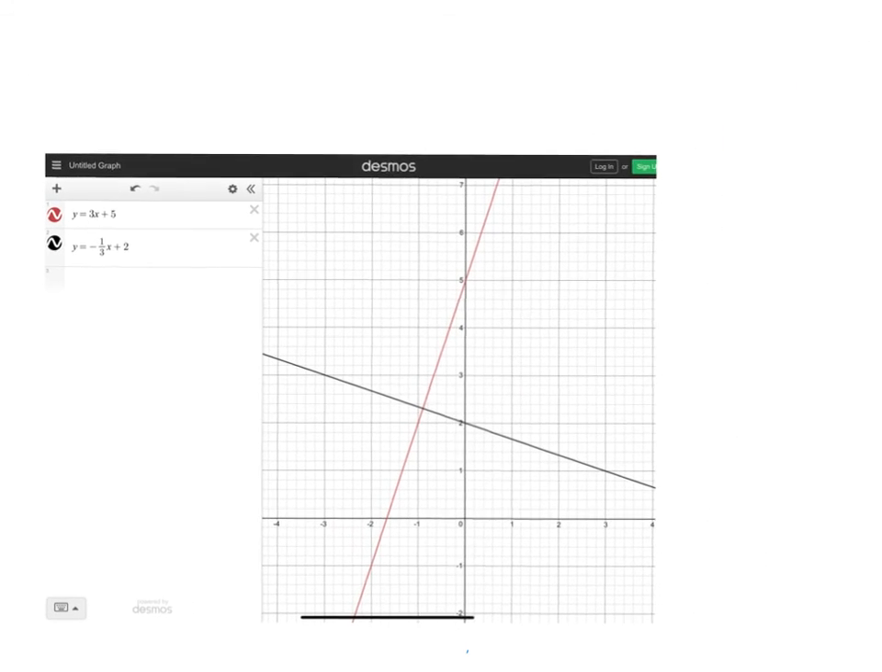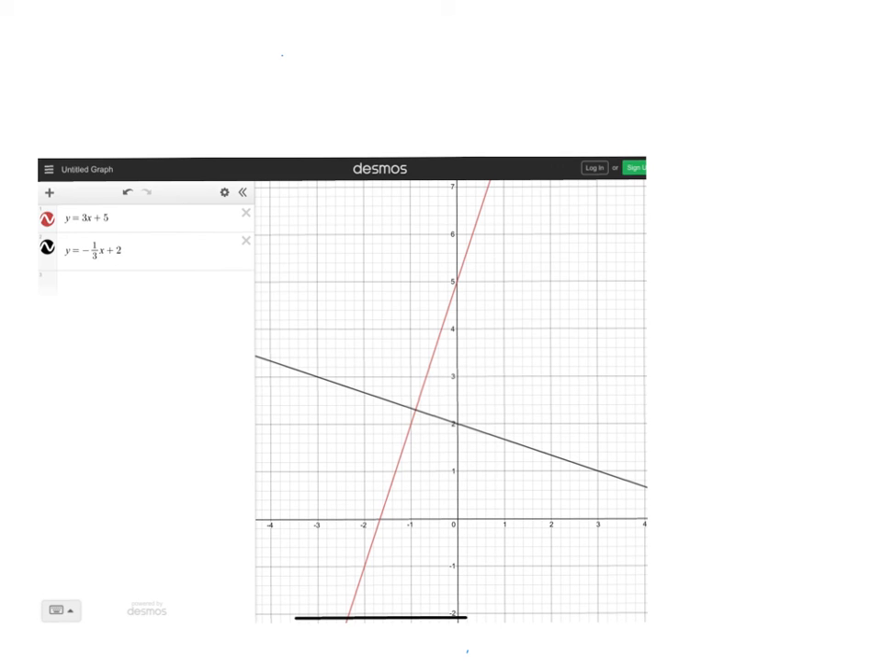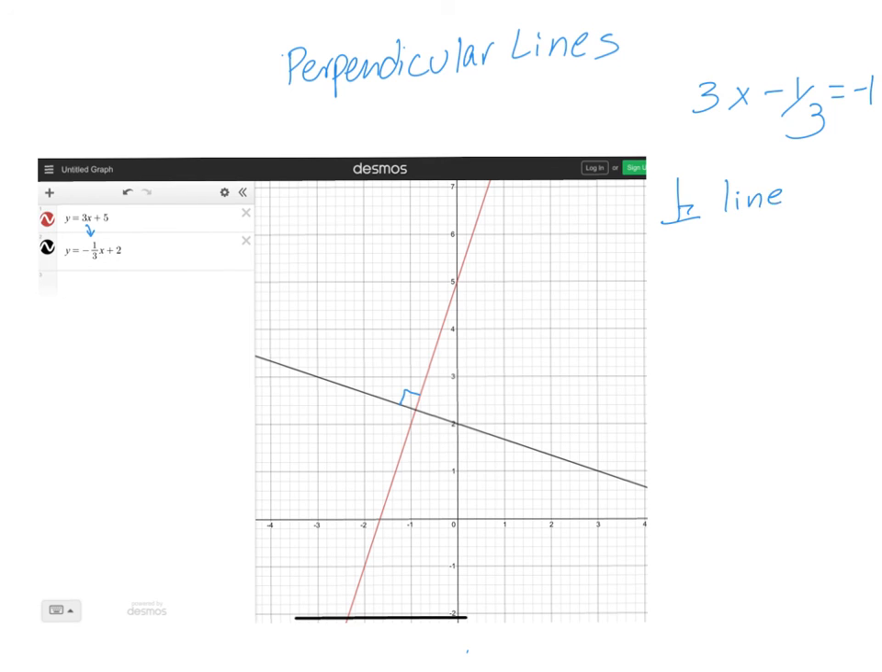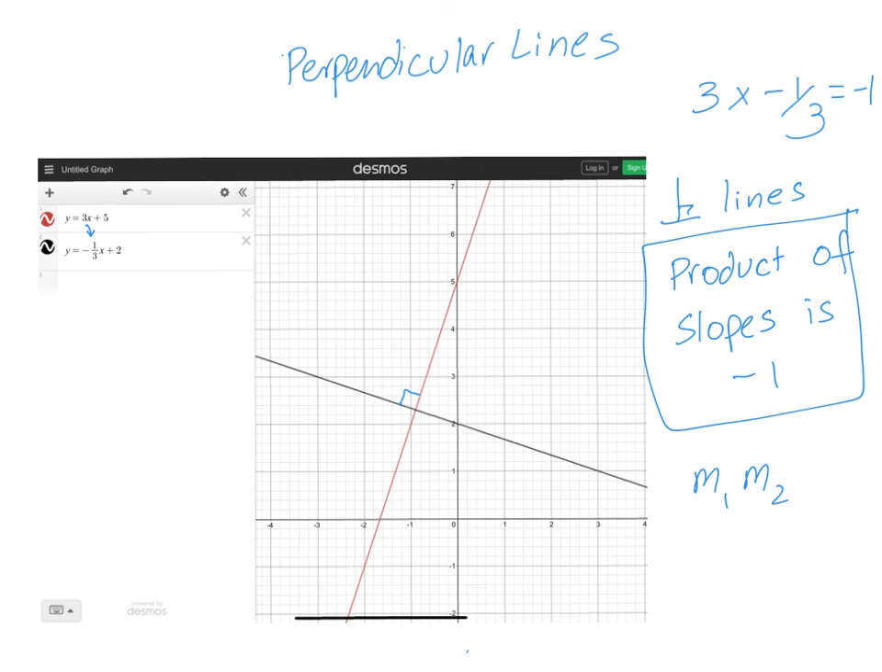What about perpendicular lines? So you'll use another image. For perpendicular lines, now what do we see? We see the 3 and negative 1/3. If we multiply these two, we'll always get negative 1. So if 2 lines are perpendicular, the product of the slopes is negative 1. So m1 times m2 is -1.